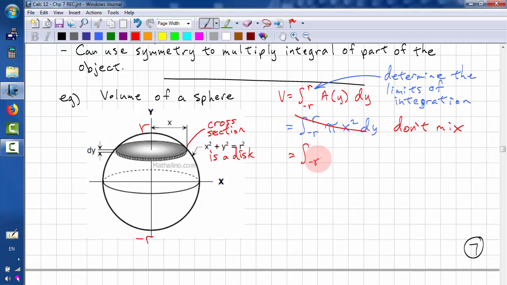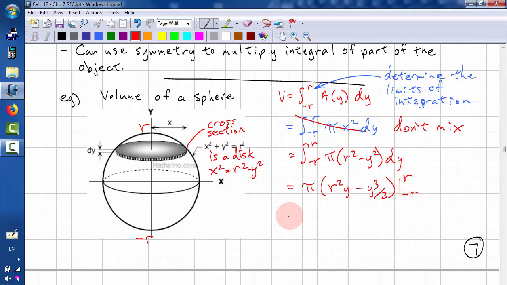So the integral from negative r to r of pi, and x squared can actually be substituted here with some algebra: x squared equals r squared minus y squared. So pi times r squared minus y squared dy. This happens to be fairly straightforward to integrate. Pi, and we have r squared y minus y cubed over 3, integrating from negative r to r.